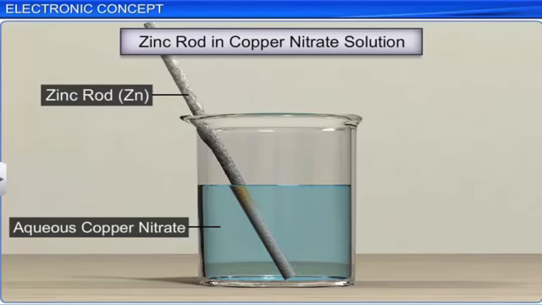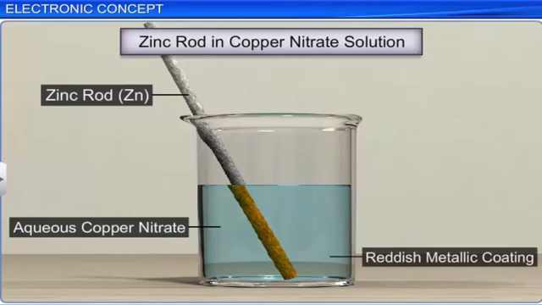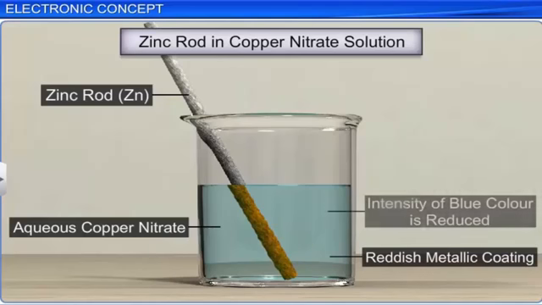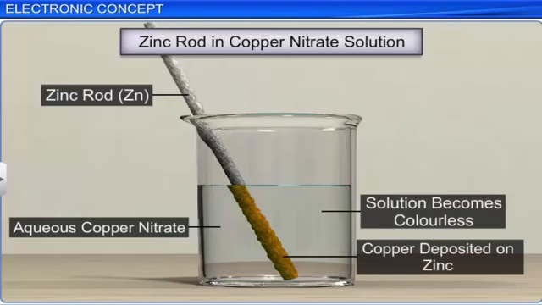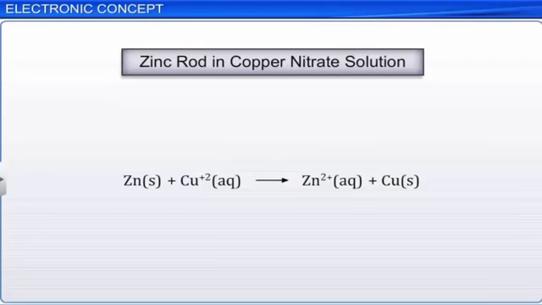After a while, we notice a reddish coating, which is due to the deposition of metallic copper, appearing on the rod. We also notice that the intensity of the blue color of copper nitrate decreases and becomes colorless after some time. This is due to the disappearance of Cu2+ ions, which are responsible for the blue color of the solution. Let's look at the chemical equation to understand what happened.